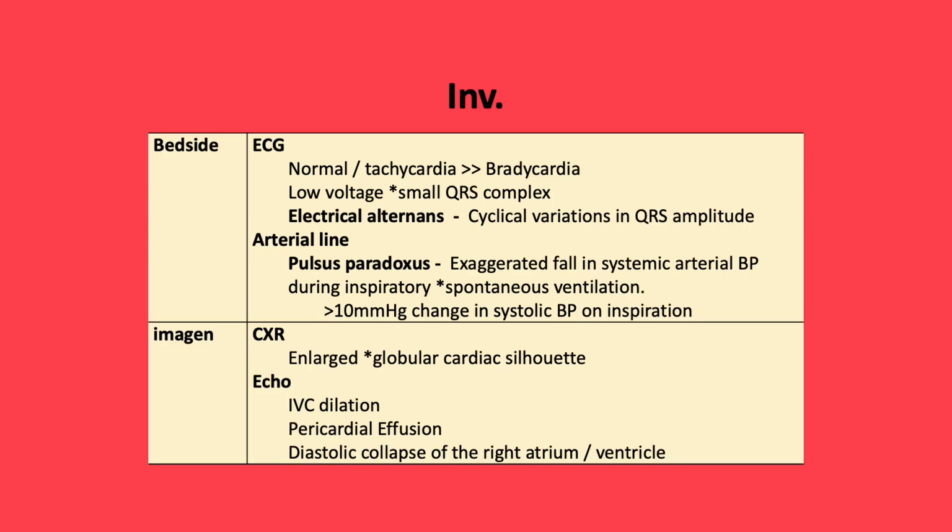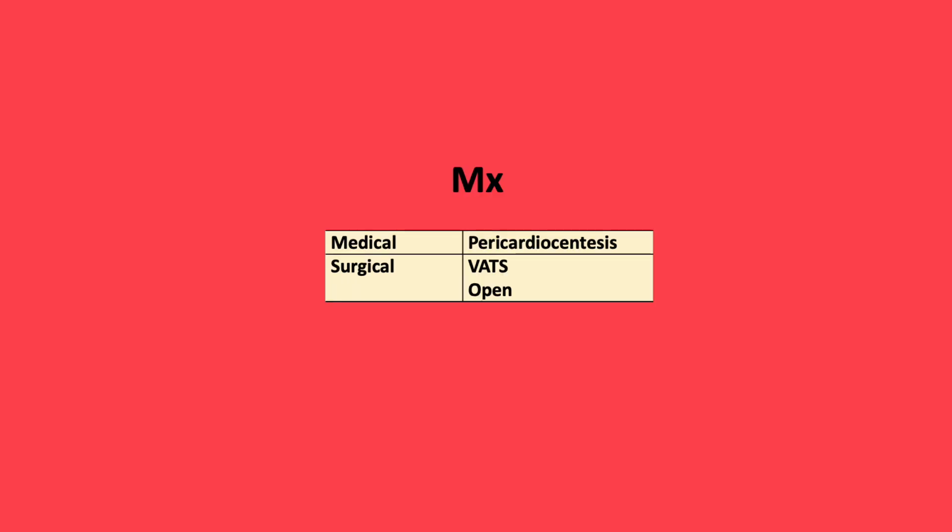A range of investigations may provide additional evidence of pericardial effusion or tamponade. Bedside investigations include an ECG. This may show features of tachycardia or worse bradycardia, electrical alternans, and low voltage QRS complexes. An arterial line may show features of pulsus paradoxus. Imaging: a chest X-ray may show an enlarged cardiac silhouette. An echo may have characteristic features of IVC dilatation, evidence of a pericardial effusion, and diastolic collapse of the right atrium or ventricle.